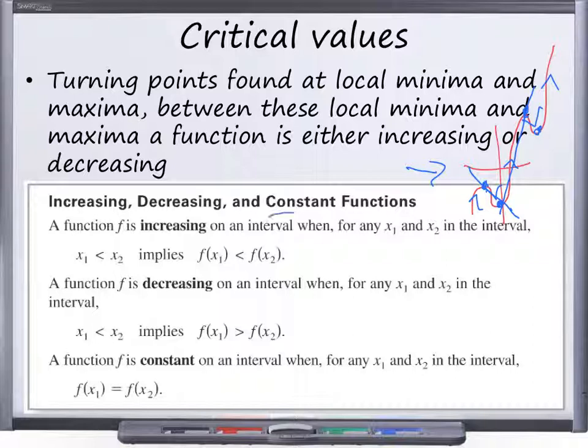It also has a constant portion. So if I have a graph that does this, and it is constant in this section, I have critical points here and here, and between them they are constant. So this would give me a slope of 0 for this to be constant.